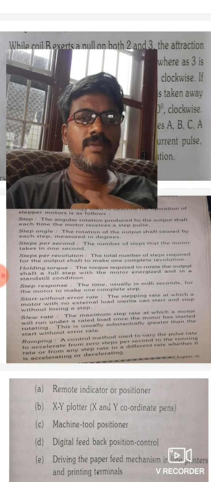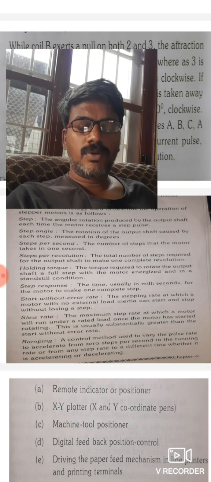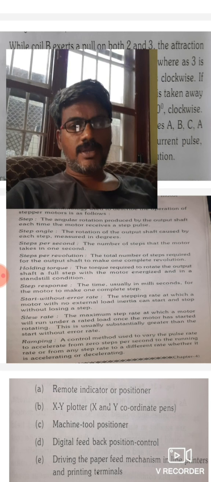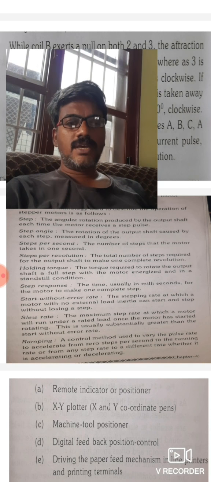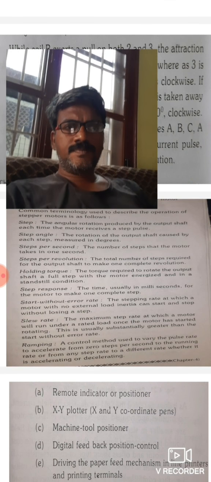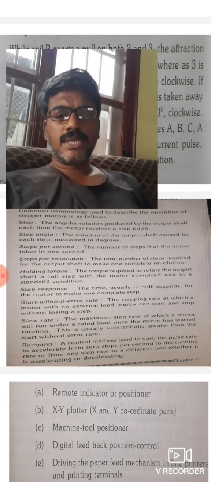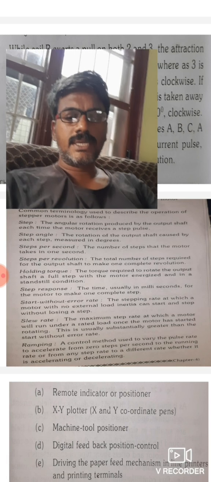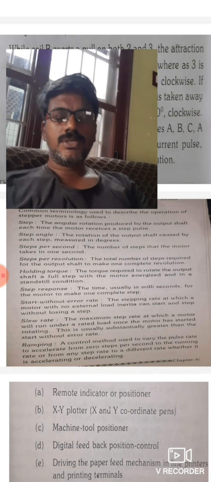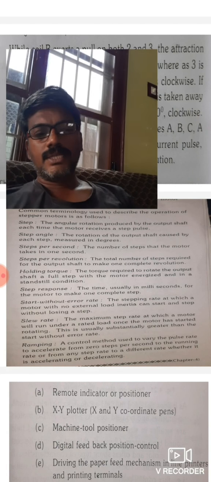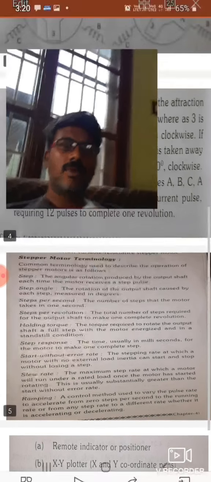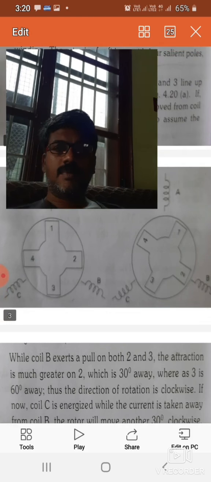Next, what are the types? Three main types. One is the shaded pole stepper motor. Second is the permanent magnet stepper motor. And the third is the variable reluctance stepper motor. The main terminology we will use: step angle, steps per second, steps per revolution, holding torque, step response, slew rate, start without error rate, and ramping. These are the terminology we use in the stepper motor.